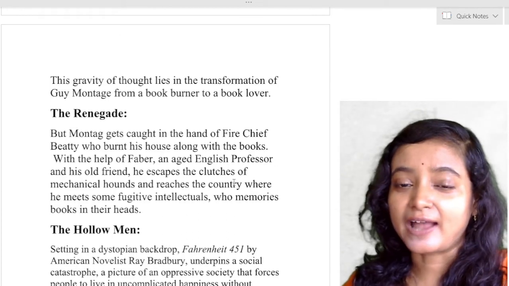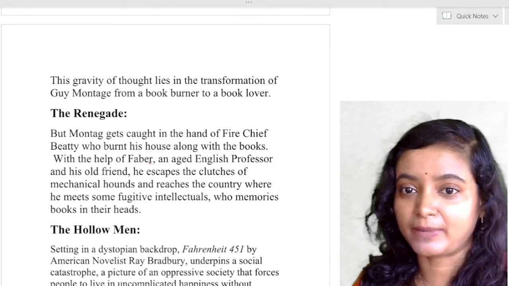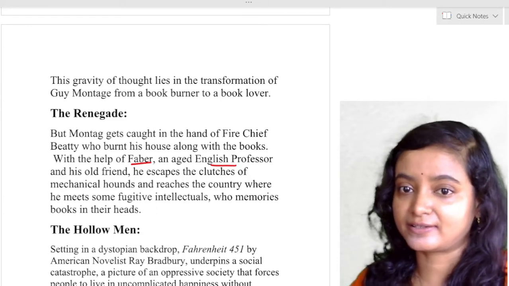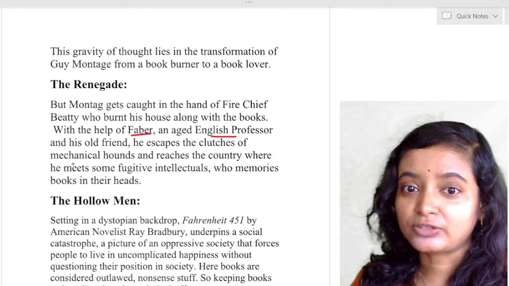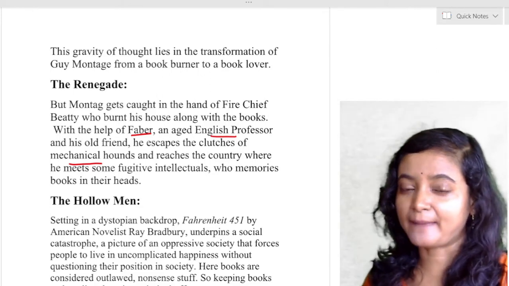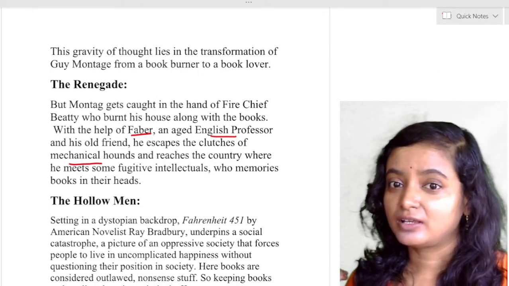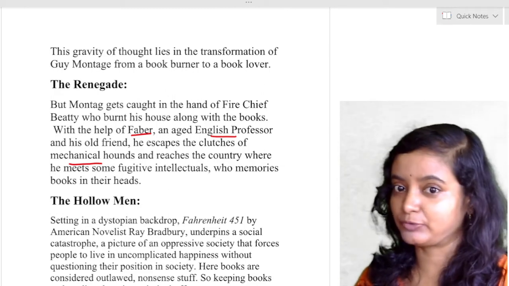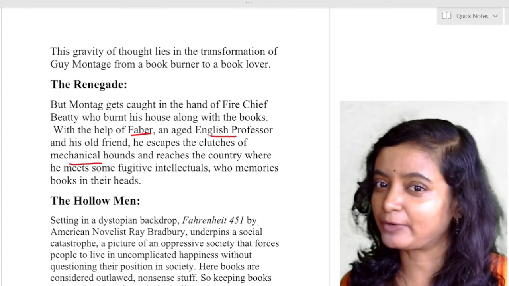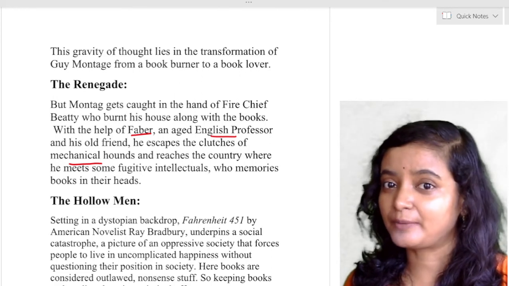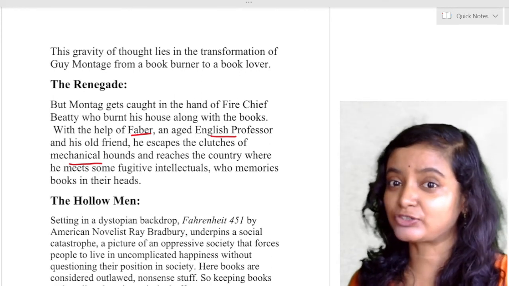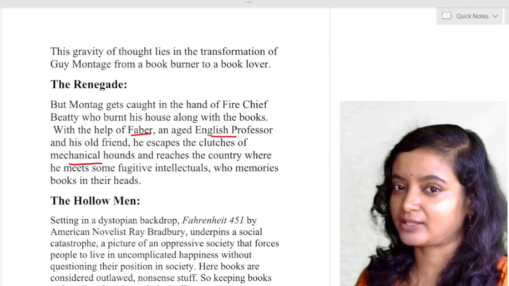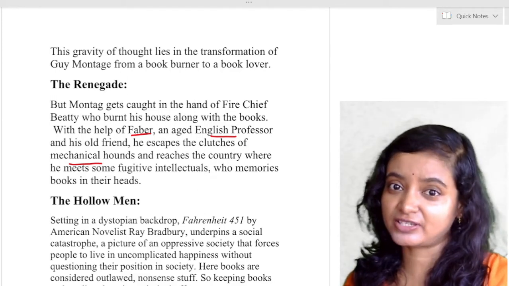So who helped Montag? Faber, an aged English professor and his old friend. He helped Montag in escaping. And also the mechanical hounds. So what happened when Montag started getting away, running? They just sent mechanical hounds at the back of him to catch him. And how did the mechanical hounds get the renegade? By smelling the sweat. So Montag has to change the chemical, the smell, by doing some tricks, and thus he can get away.